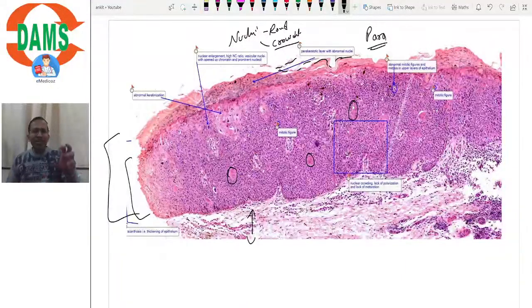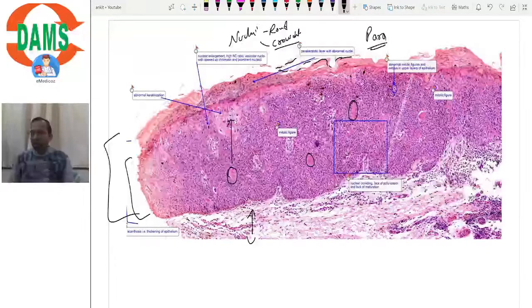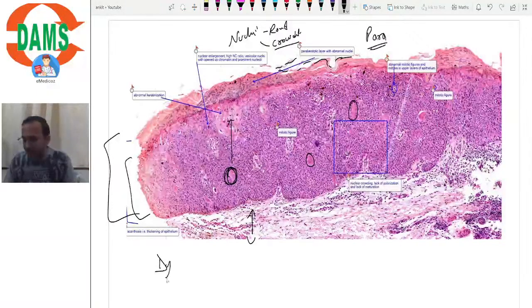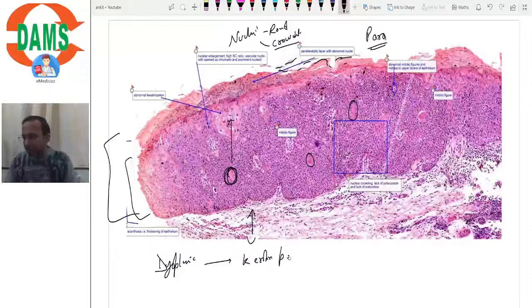It appears to be a cell which does not belong to that region, isn't it? It appears to be a cell which does not belong to that region, and it most likely resembles the superficial cell. So what is the superficial cell doing in a deeper layer? Why has it happened? Because it is a feature of dysplasia. It is representing dysplasia, or you can say it is in the process of forming keratin pearl.